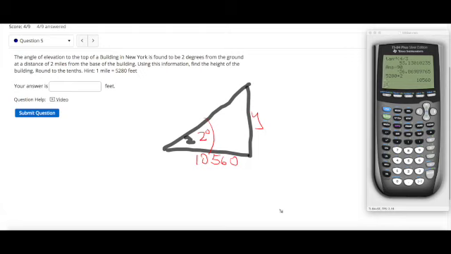I'm looking for this. Opposite over adjacent. Tangent. The tangent of 2 degrees equals y over 10,560. It does bear noting that this is a really small angle, so this will not be a major height. But we are 2 miles away from it, so let's see. Okay, let's do it.